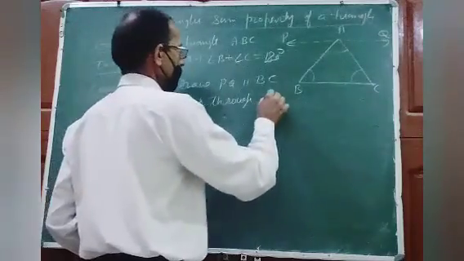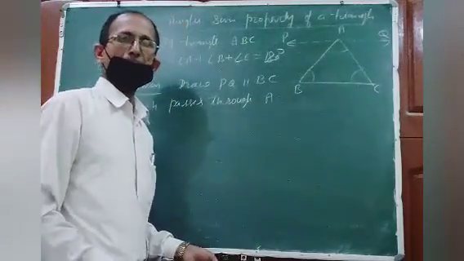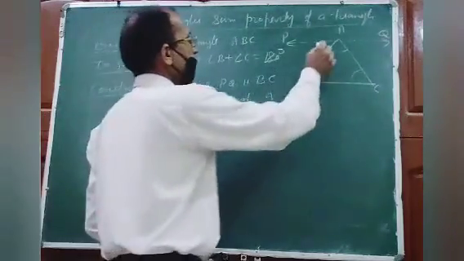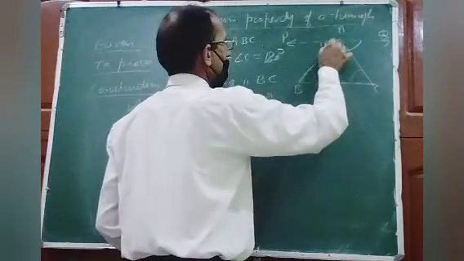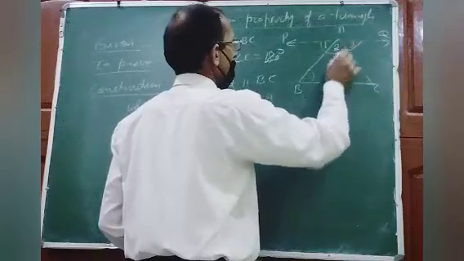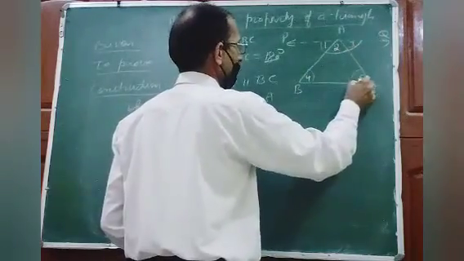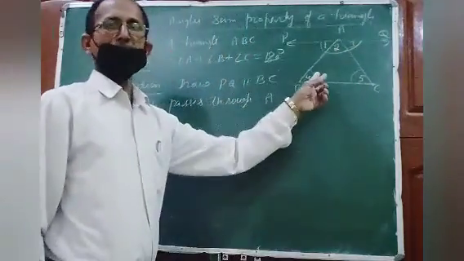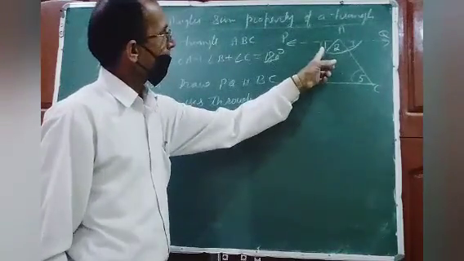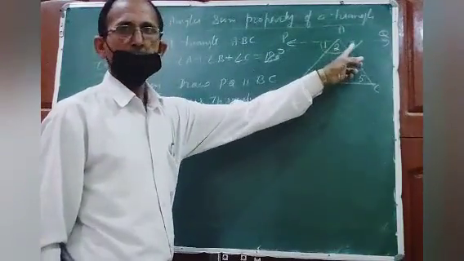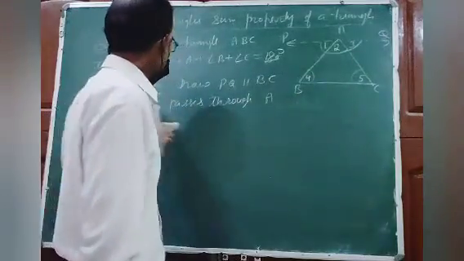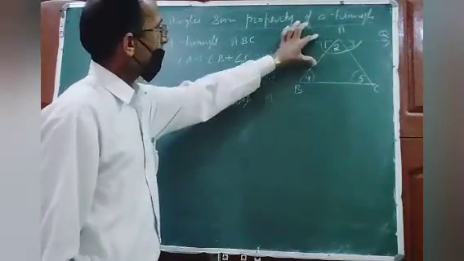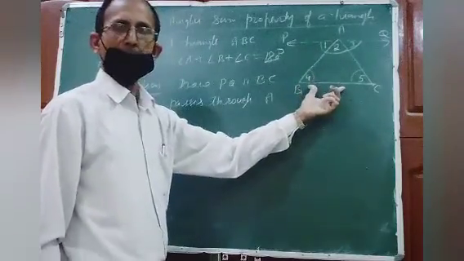Which passes through A. Any doubt, any confusion? So, angle 1, angle 2, angle 3, angle 4, angle 5. I am giving the names. This angle 1, this angle 2, this angle 3, this angle 4, this angle 5. What is the construction? I constructed PQ parallel to BC.